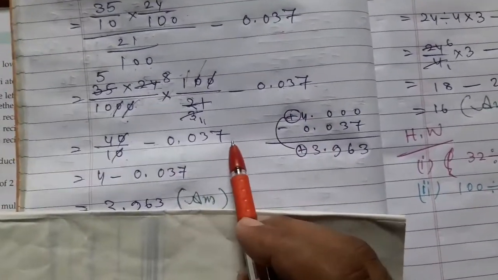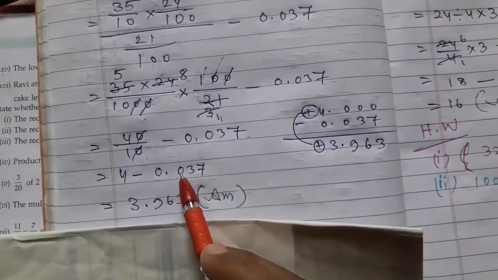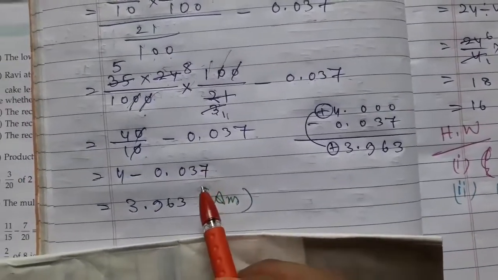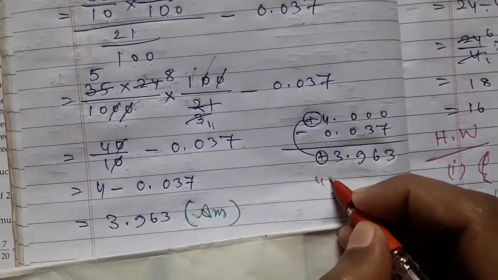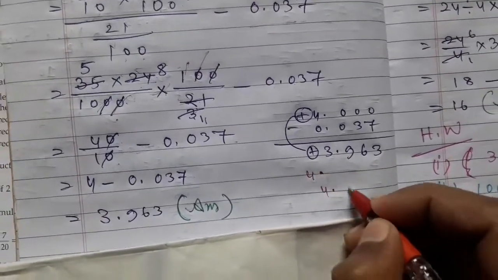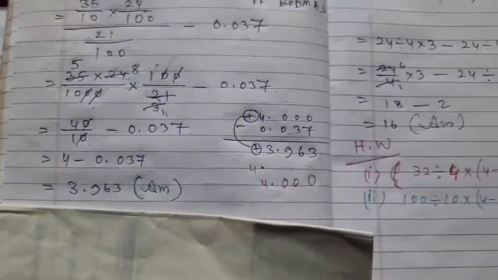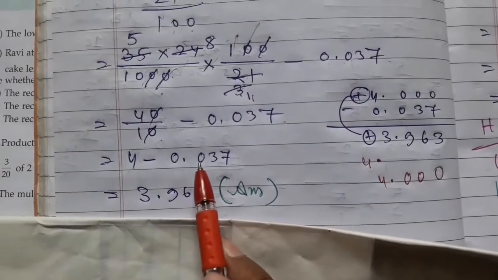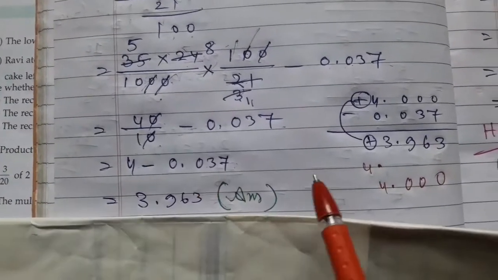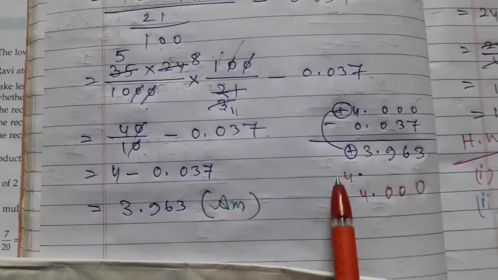0.037. Cancel the zeros, 4 minus 0.037. After a whole number there is a decimal point after the end. That means 4.000. Any zeros we have to write. After the decimal place there are 3 digits, 1 2 3. Let's put it: 4.000, subtract it.